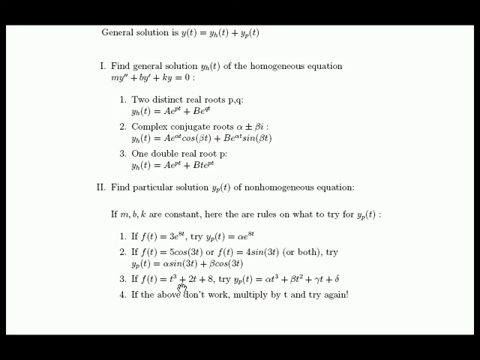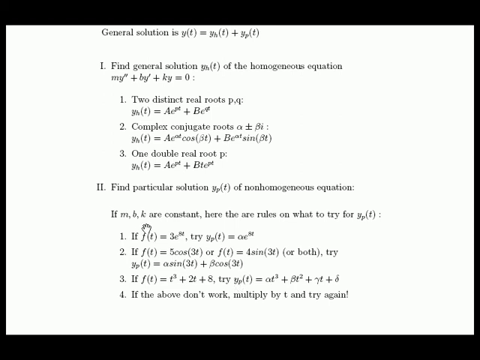If the right-hand side is a polynomial of degree 3, you try a full polynomial of degree 3. Even if there are terms missing, like the t squared term missing here, you still have to try the full alpha t cubed plus beta t squared plus gamma t plus delta. So if the right-hand side is an exponential, a sine or cosine, or a polynomial, we know what to try, and the rules are the same.